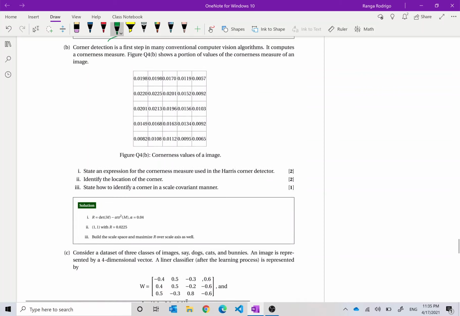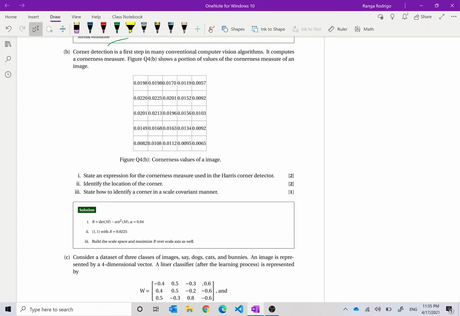Okay, next question. Corner detection is the first step in many conventional computer vision algorithms. It computes a cornerness measure. Figure Q4b shows a portion of values of cornerness measure. So directly the cornerness measure R is being shown here of an image. State an expression for the cornerness measure used in Harris corner detector. So that you have to write by memory. R equals determinant of M minus alpha times trace squared of M, where alpha is equal to 0.04. M is the second moment matrix.